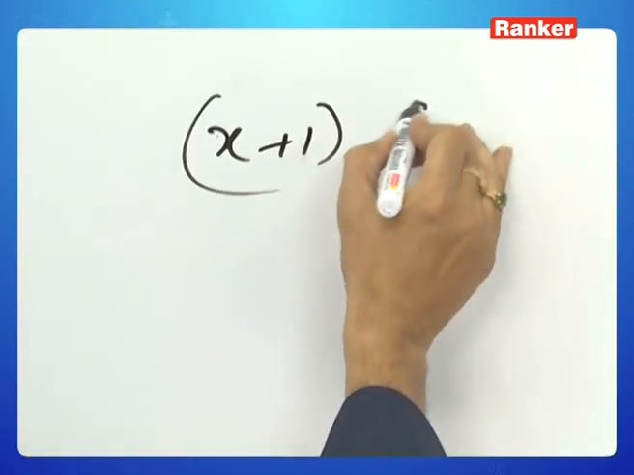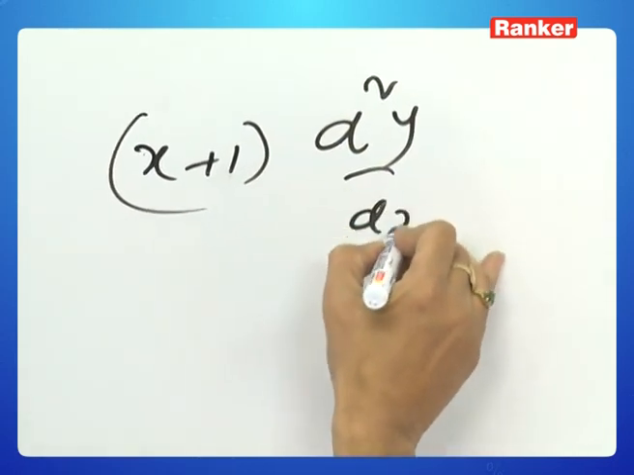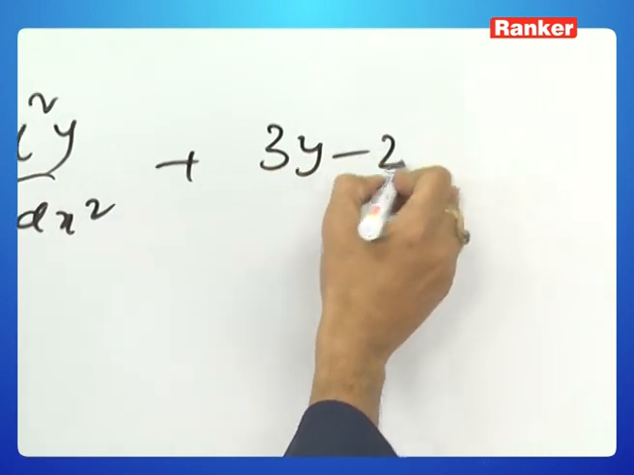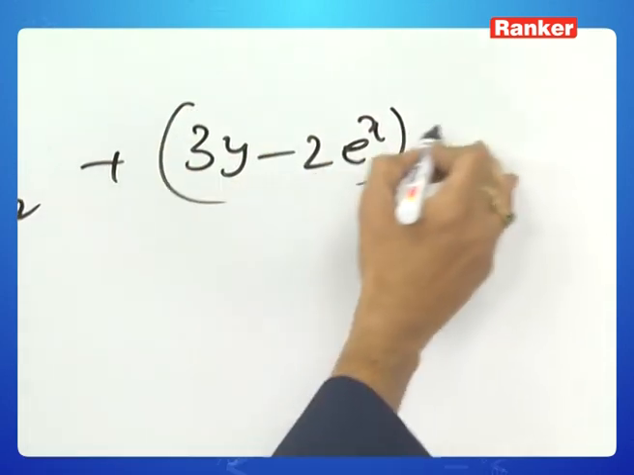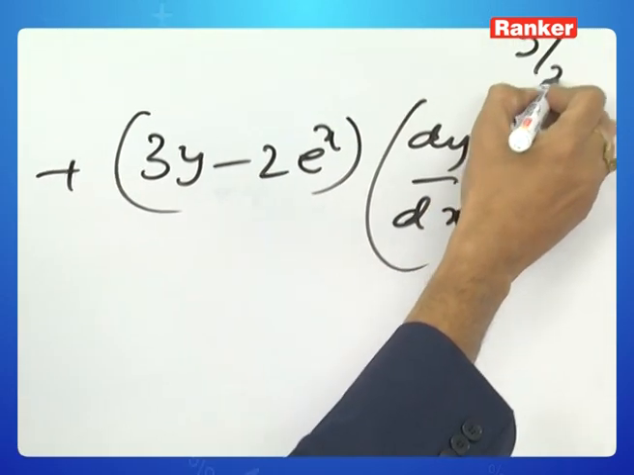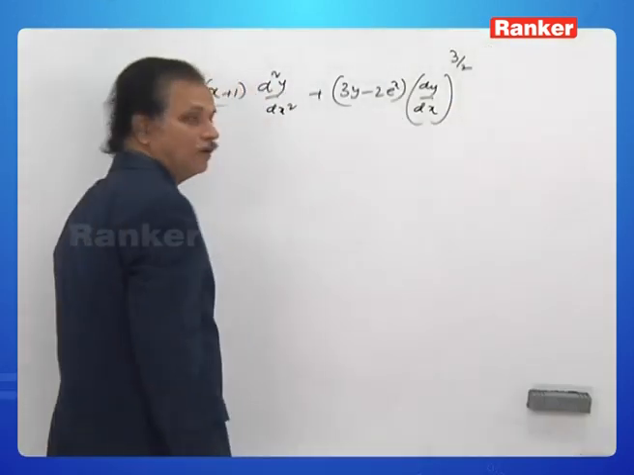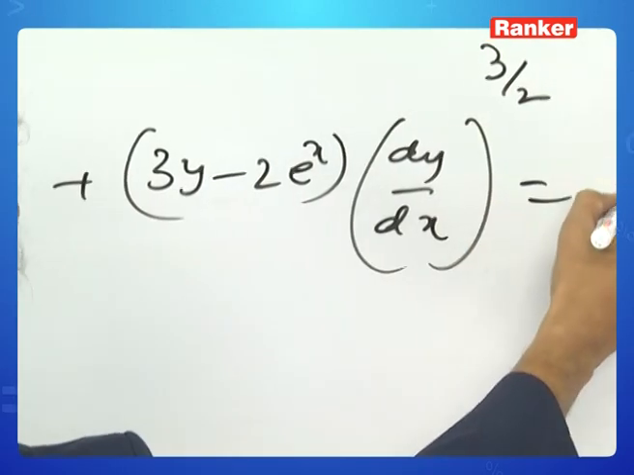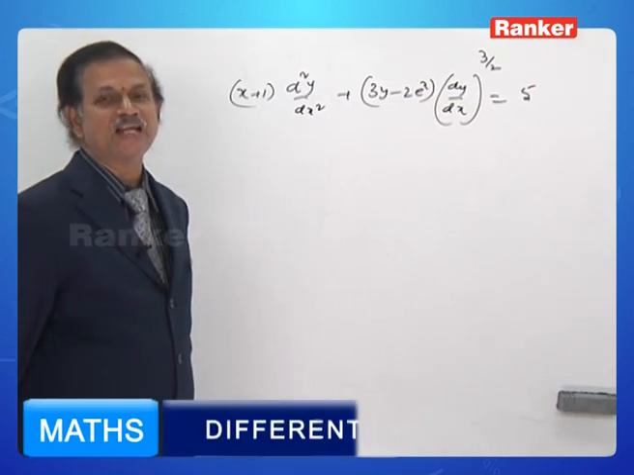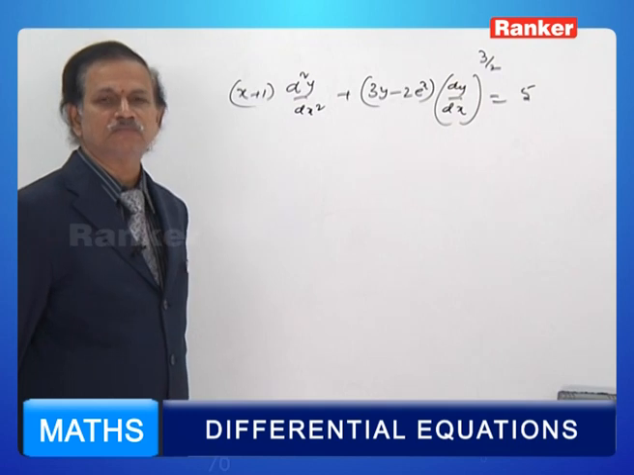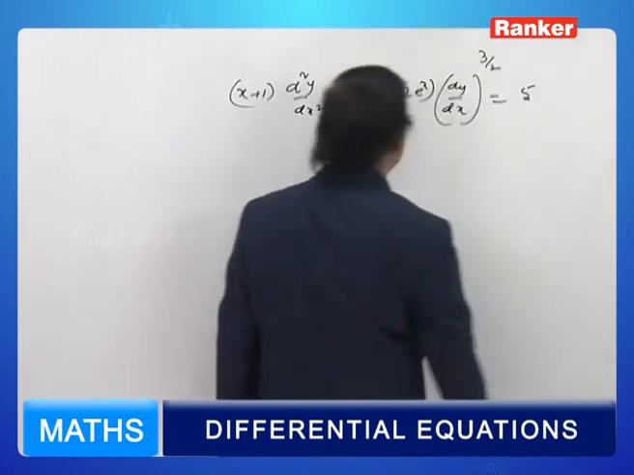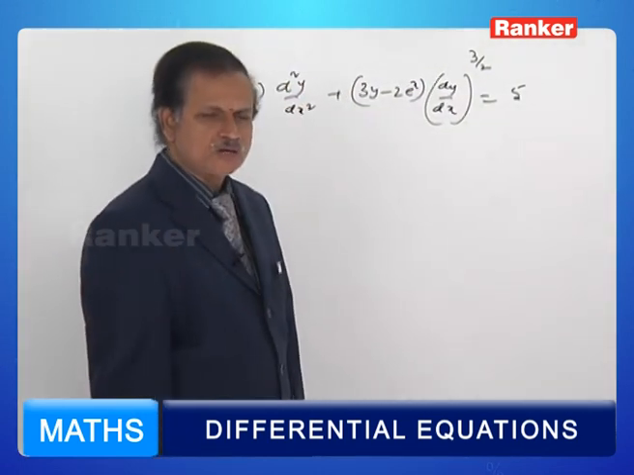(x plus 1) into d square y by dx square plus 3y minus 2e power x into dy by dx, whole to the power of 3 by 2, is equal to 5. In the exponent 3 by 2 is there. So that is a radical exponent. It is to be removed. Therefore, for that we generally square it on both sides or cube it on both sides.